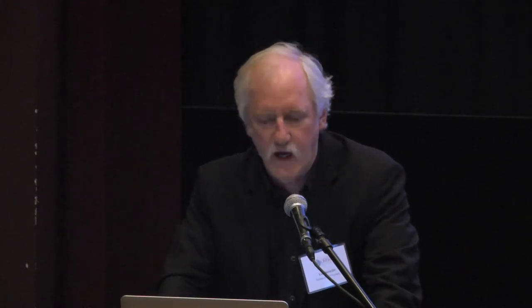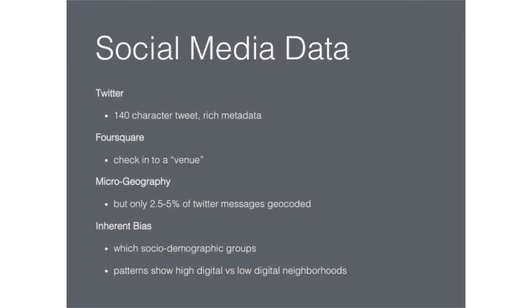So the two that we will focus on in this particular talk are Twitter and Foursquare. If you don't know, a tweet is 140 characters. It's a very short posting, but it's not just the message that matters. Of course, to the people who tweet, it's the message, but there's all kinds of very interesting metadata, data about data in there, such as the latitude and the longitude of the position where the tweet was made.